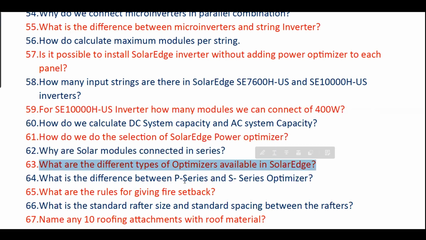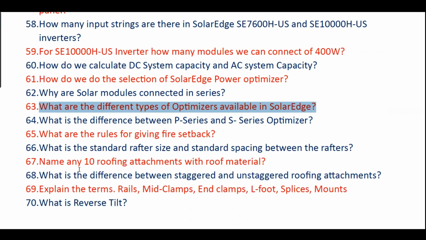What is the difference between P series and S series optimizers? What are the rules for giving fire setback? What is the standard rafter size and the standard spacing between the rafters? Name any 10 roofing attachments with the roof material. And what is the difference between staggered and unstaggered roofing attachments?